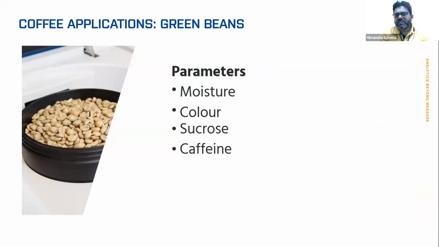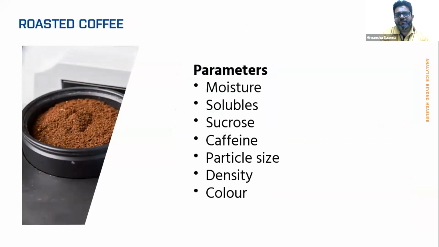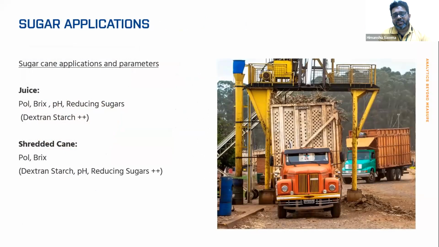Then coffee is another area wherein parameters like sucrose, caffeine have also been standardized on NIR. Again, if you talk about roasted coffee, then different solubles, caffeine, density, color, all these things we have been able to develop on NIR, and these are some things which are offerable with this particular model.